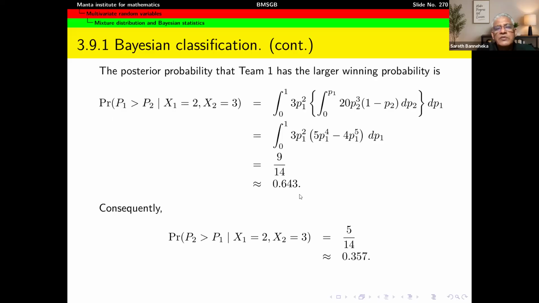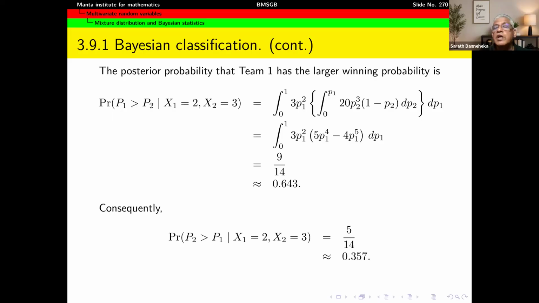If that probability is greater than 0.5, we'd say P1 is greater than P2 with more than probability 0.5, and therefore team 1 is better. That is one way to do it. So we have looked at that method. We have calculated the probability that P1 is greater than P2.